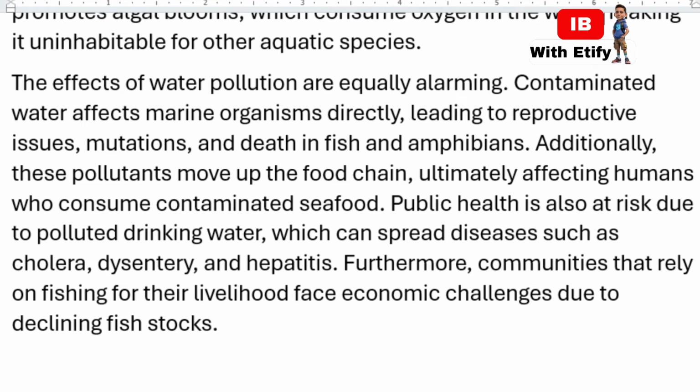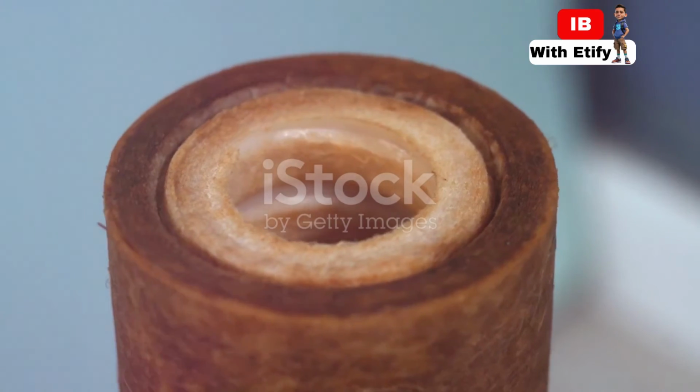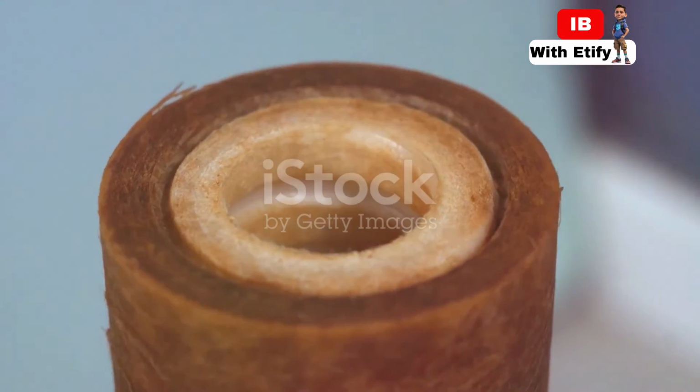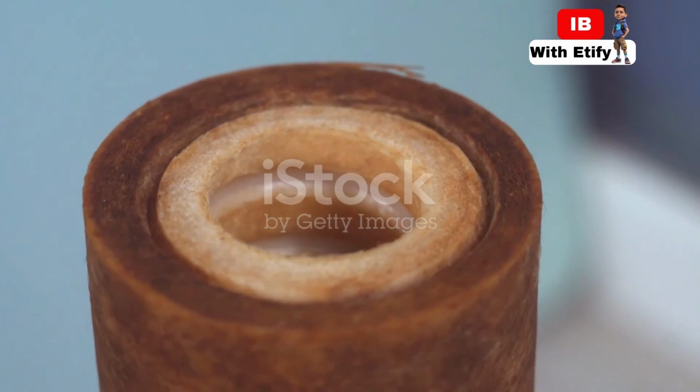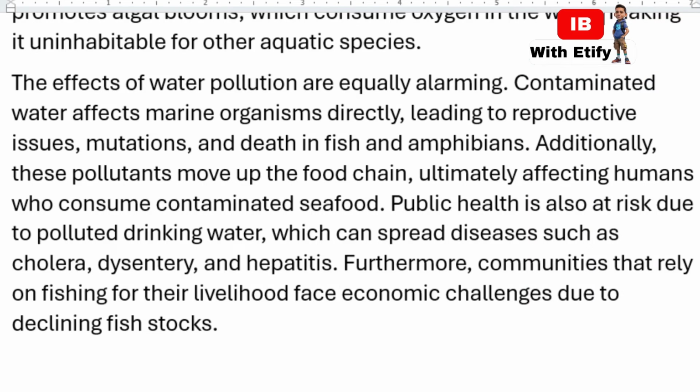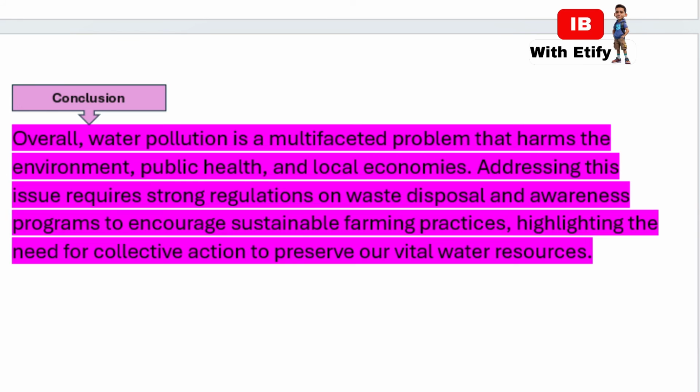Contaminated water affects marine organisms directly, leading to reproductive issues, mutations, and death in fish and amphibians. Additionally, these pollutants move up the food chain, ultimately affecting humans who consume contaminated seafood. Public health is also at risk due to polluted drinking water, which can spread diseases such as cholera, dysentery, and hepatitis. Furthermore, communities that rely on fishing for their livelihood face economic challenges due to declining fish stocks. Overall, water pollution is a multifaceted problem that harms the environment, public health, and local economies.